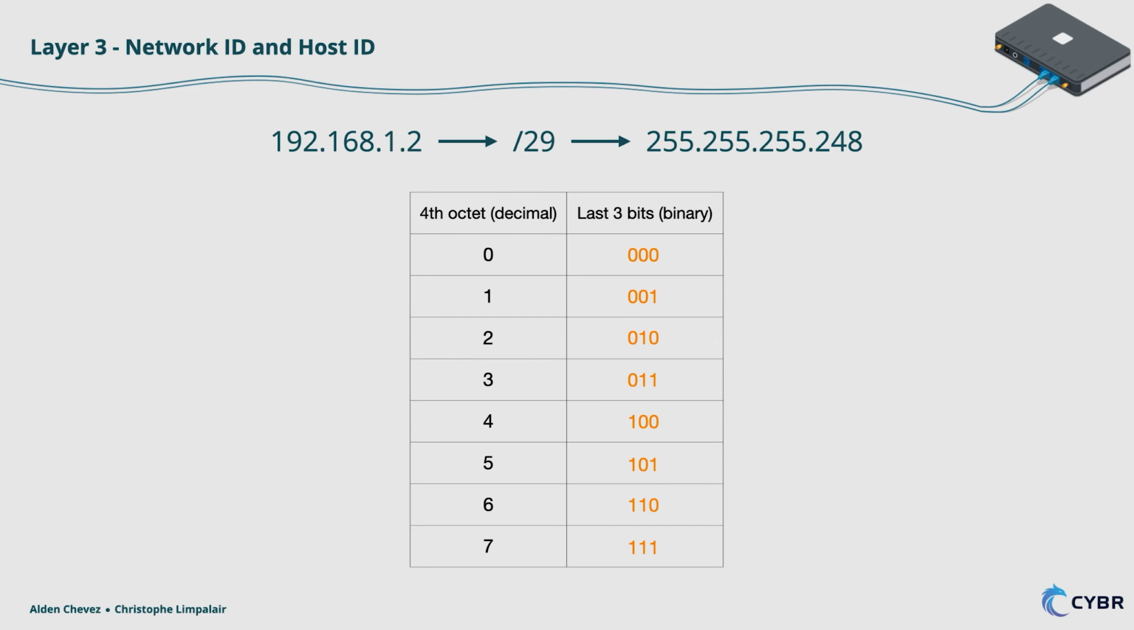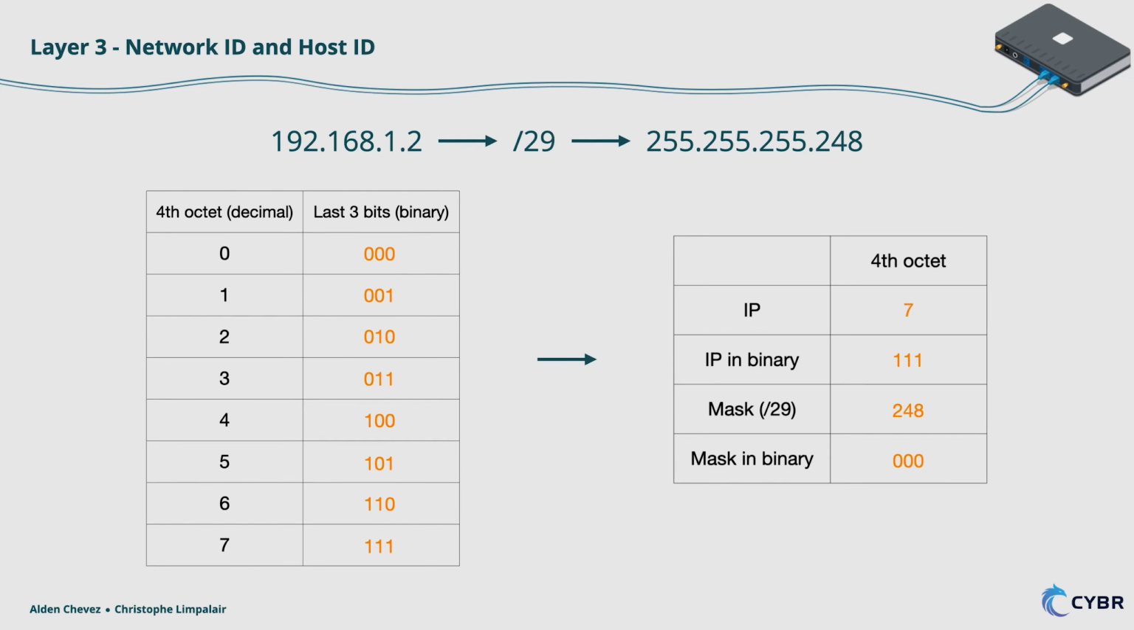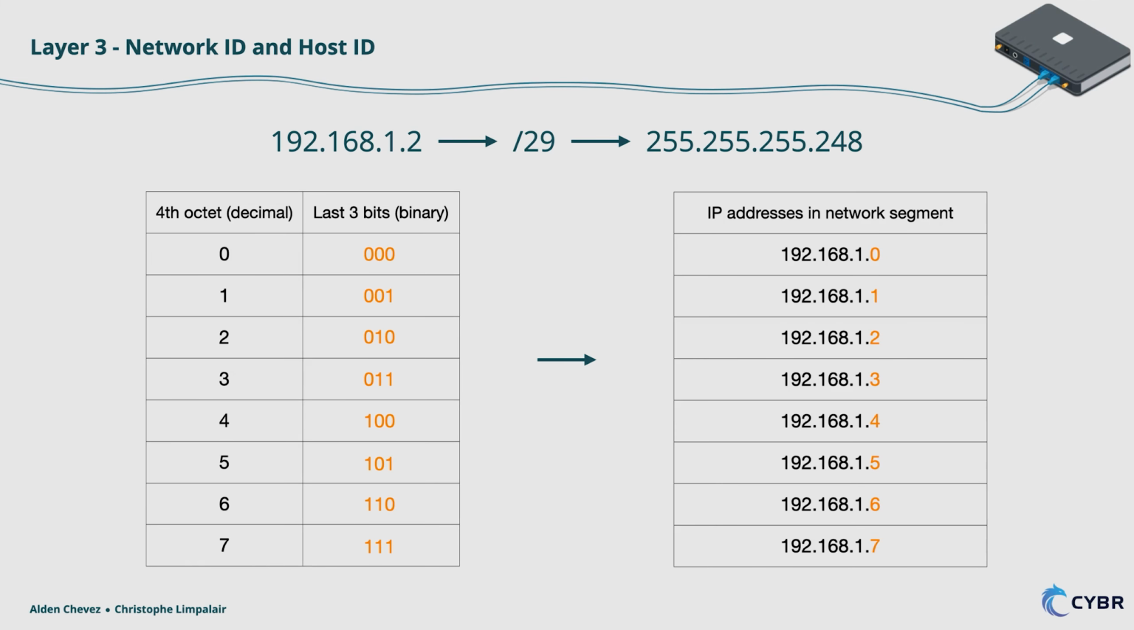Now let's look a little bit closer to when we have 7 as the last octet. As you can see, when we are at 7, we've turned all of the bits into ones that correspond to the host ID. When we've turned all the host bits into ones, this means that we've reached the last IP for this network segment. There are no more bits that we can turn into ones, so we have no more IPs that we can use in this network segment. So this means that this network segment is formed by 8 different IP addresses, starting with 192.168.1.0, then .1, .2, .3, .4, .5, .6, and .7.